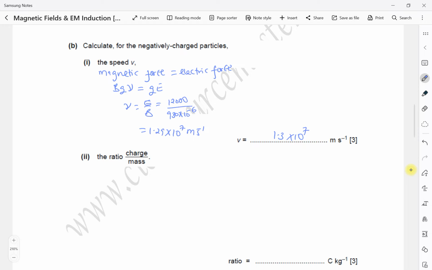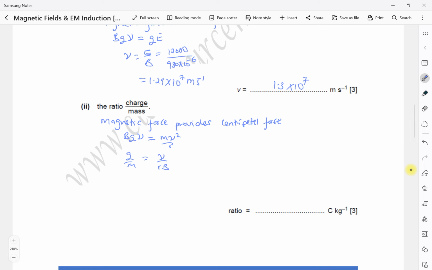Then the ratio charge over mass. Since the magnetic force provides the centripetal force, we shall say BQV is equal to mv squared over r. So we want charge over mass. So Q over m is going to be V divided by R times B. Then we can now make a substitution.